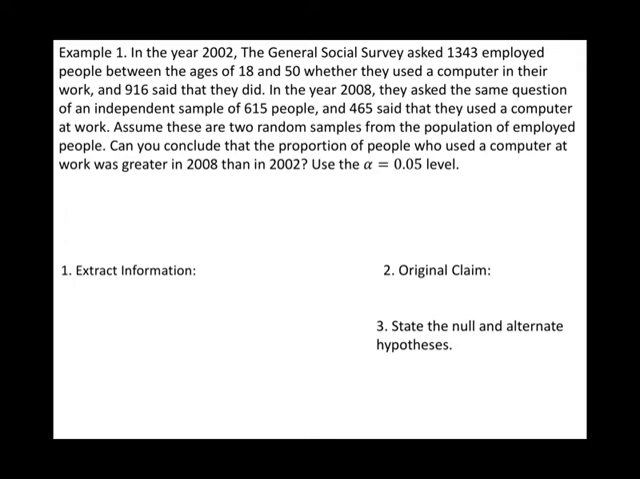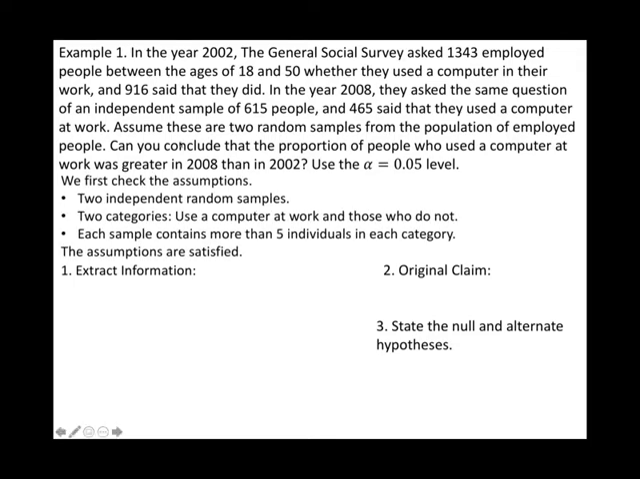First, we're going to verify the requirements. We have two independent random samples, and we have two categories. We have success and failure. So using a computer at work is considered success, and not using a computer at work is considered a failure. And we also have at least 5 individuals in each category. So it satisfies the requirements.